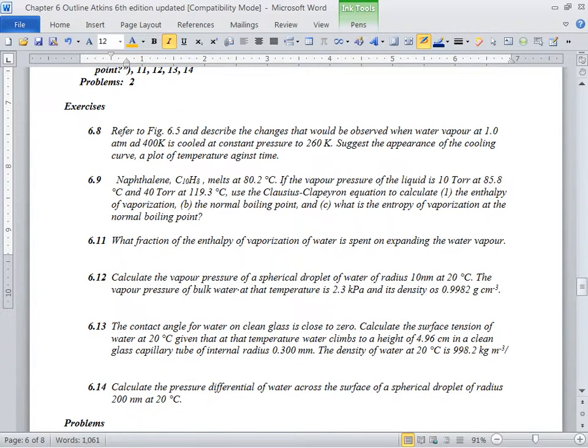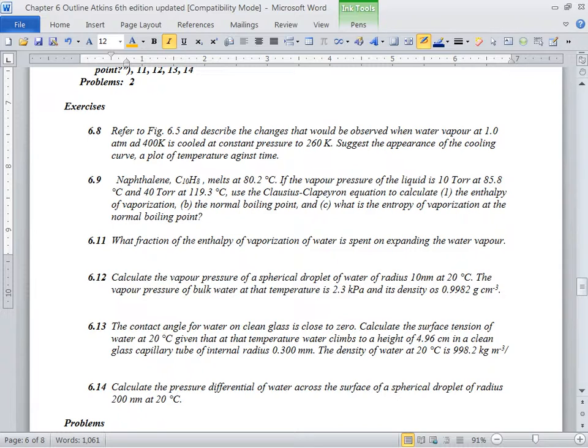So 6.8. Refer to figure 6.5 and describe the changes that would be observed when water vapor, 1 atmosphere and 400 Kelvin, is cooled at constant pressure to 260 Kelvin. See, so this is that problem that we talked about at the very beginning of the hour. Draw a cooling curve, temperature versus time plot.